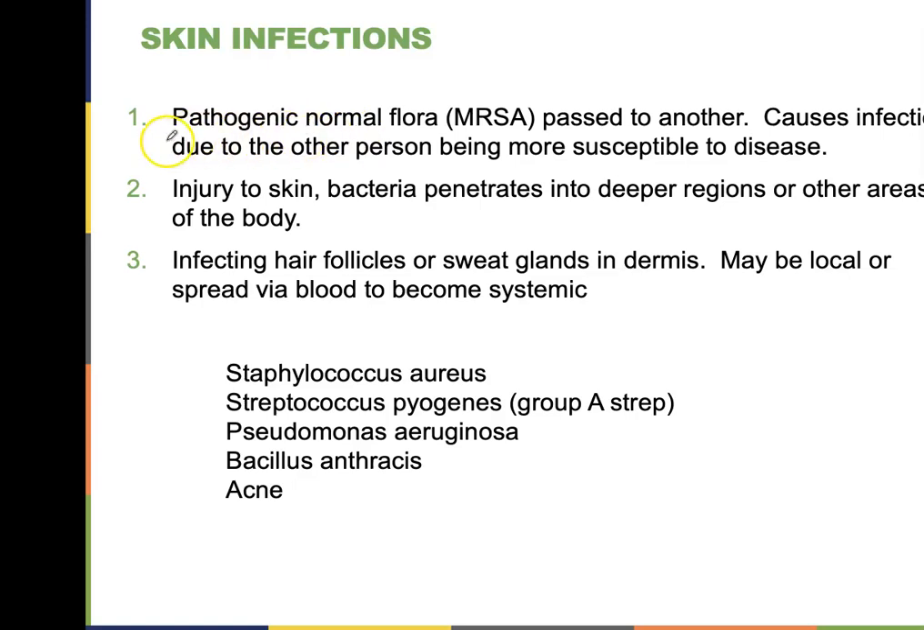Sometimes we actually carry pathogenic normal flora. One to note is MRSA, which stands for methicillin-resistant Staphylococcus aureus. If one person has it as normal flora, they're not bothered by it. Of course, it can become pathogenic if it goes deeper into the skin, but some people just live with it on their skin.